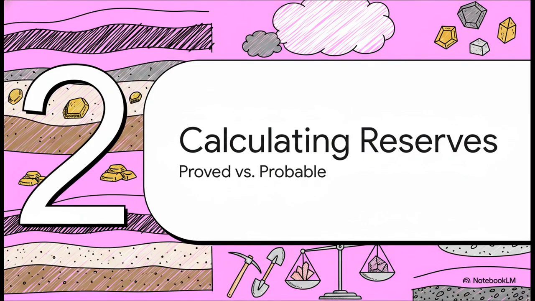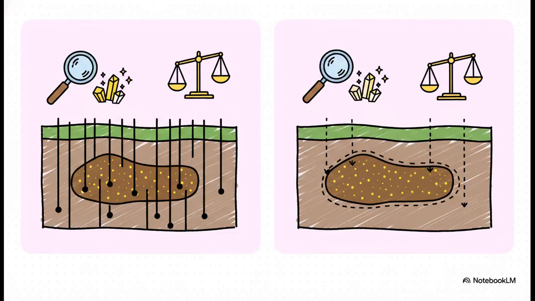Moving right along to Section 2, calculating the reserves, proved versus probable. So before we can draw any of these maps, we have to know exactly what's actually buried in the dirt. SASB requires companies to report their resources in two very distinct categories. First up, we have proved reserves. These are spots where the size, shape, depth, and mineral content are super well established from really detailed sampling. Then, you have probable reserves. These have a lower degree of assurance. Basically, the sampling sites are farther apart, but there's still enough data to safely assume the minerals are continuous.